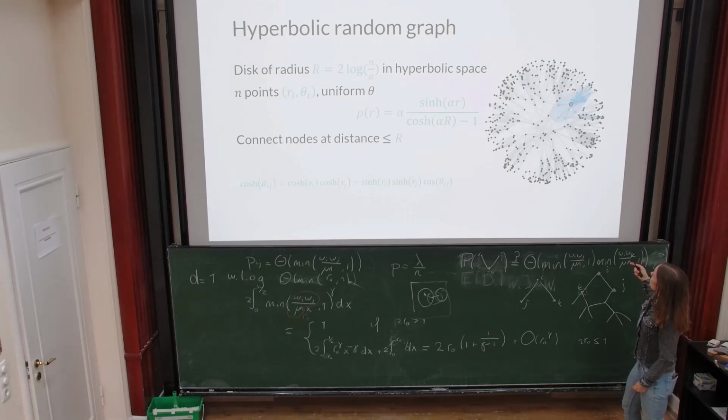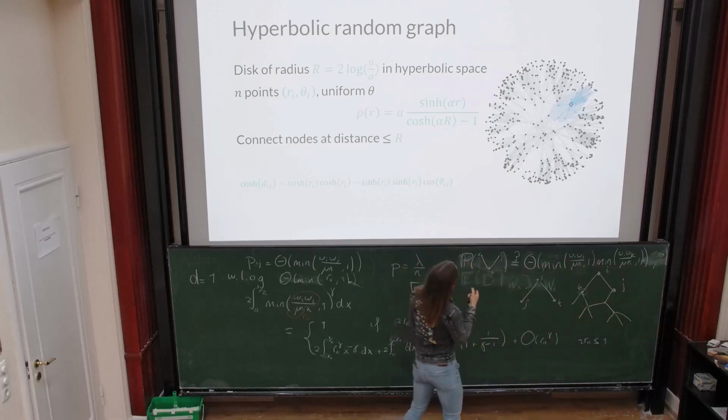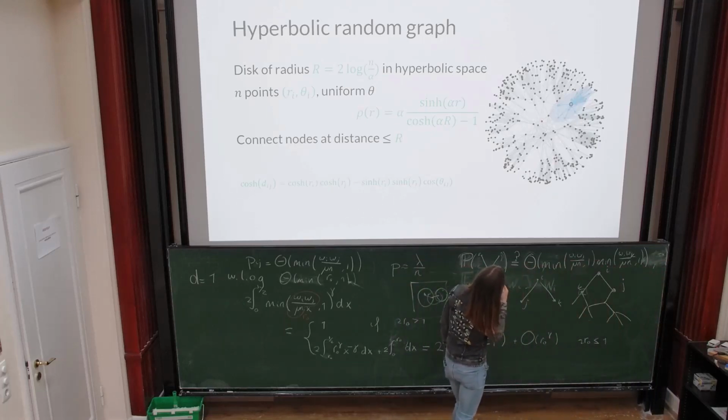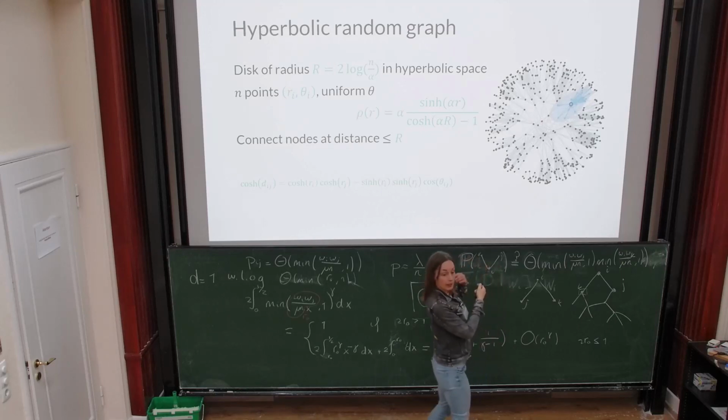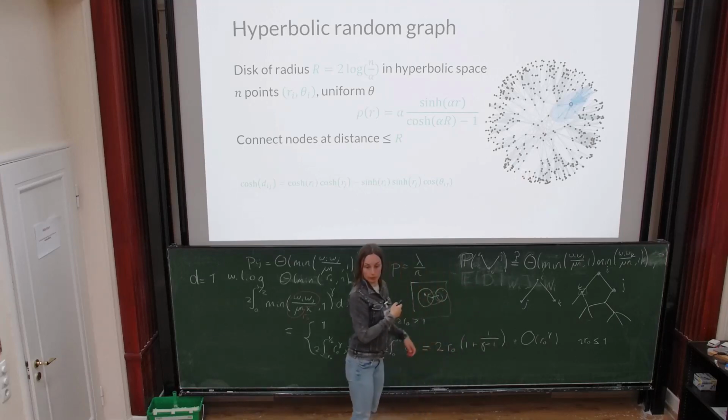And what also happens is that if you are here, then your hyperbolic disk will be very large. If you're close to the boundary, your hyperbolic disk will be something like this. So you can also see here that nodes very close to the center have many connections because their hyperbolic disks are very large. Nodes like here will have only a few connections because their hyperbolic disks are very small.